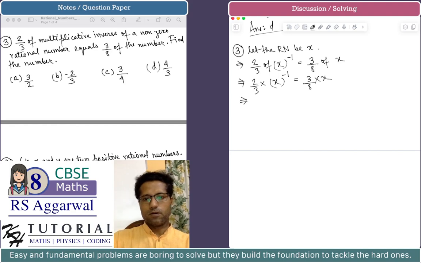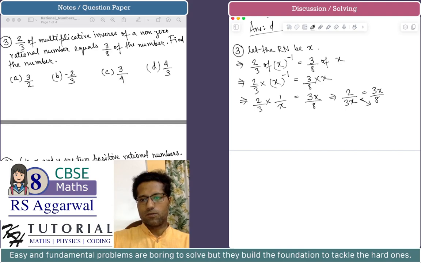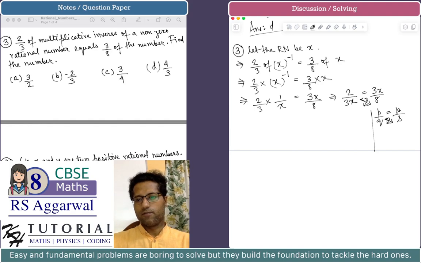This implies the reciprocal of x is nothing but 1 by x, so we have 2 by 3x is equal to 3x by 8. Now if we do cross multiplication, cross product, we know that if we have two rational numbers p by q equals r by s, then if we do cross multiplication, we have ps equals qr.